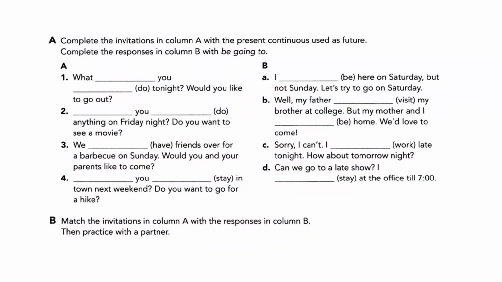Okay, so here are the first exercises. This is pretty simple. Here, we're going to complete these exercises, column A, with present continuous. All of them. And this column B, we're going to complete these exercises with going to. That's it. Present continuous here in all of these sentences. Going to here in all of these sentences.